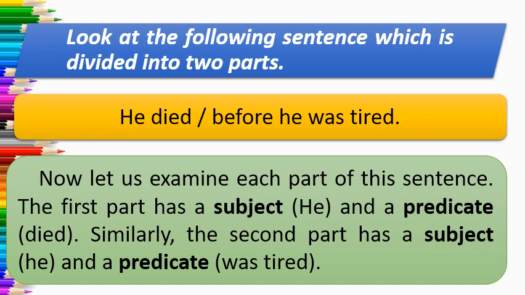So, in this sentence, there are 2 clauses. One is he died and another one is before he was tired. But one is main clause and another one is dependent clause.